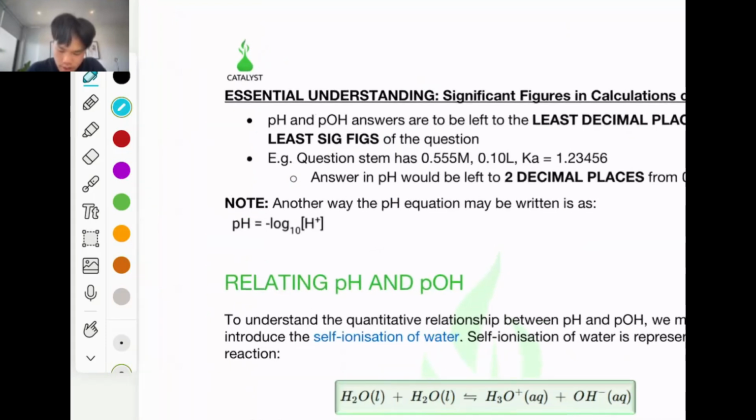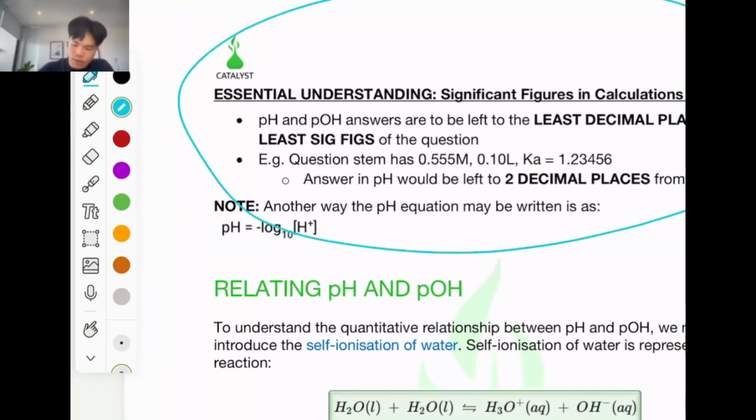The rule for decimal places for pH and pOH: pH and pOH are always left in decimal places equal to the least significant figures in the question. And this also applies for pKa and pKb. Whenever you have a p in front, they are left in decimal places.